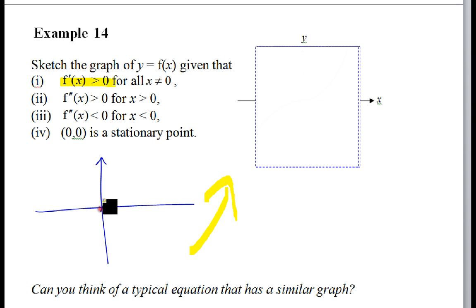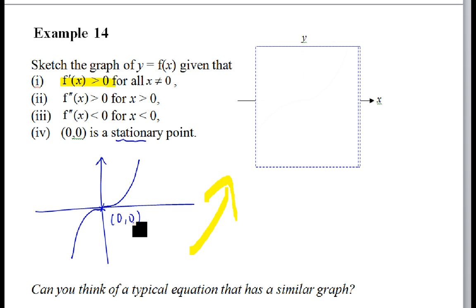You know 0, 0 is a stationary point. That means dy dx is 0. Actually, there's only one way to sketch this. It must be a smiley face here. It must be a sad face, part of a sad face here. Follow what I'm saying? Like that.